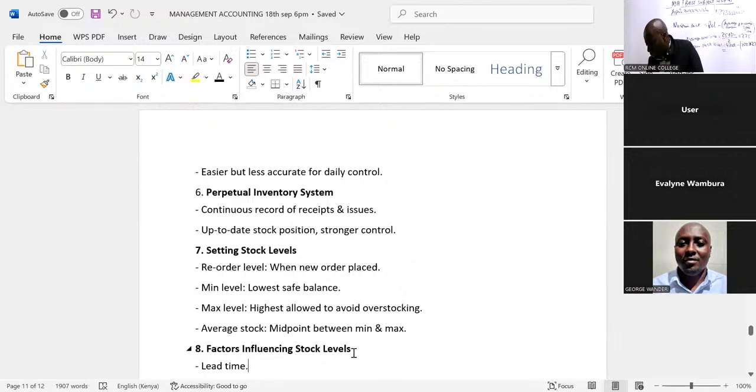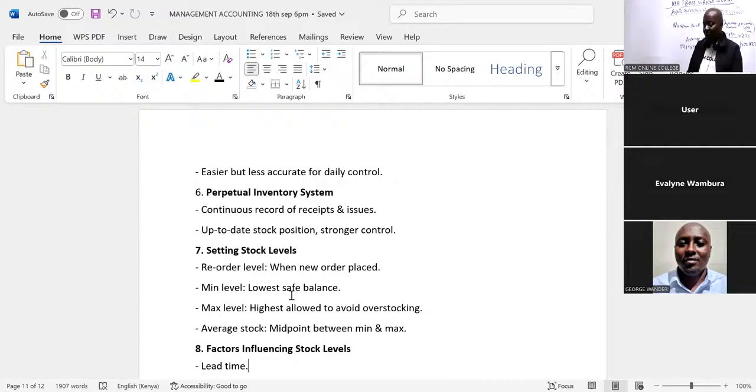So the second last there, setting stock levels. We have various types of stock levels. For example, we have what we call the reorder level. Reorder level is when a new order must be placed. You see, ladies and gentlemen, assuming you have 10,000 units in stock, you can't wait until all these 10,000 units are depleted 100% before you place an order. You will go wrong. You have to set a level. Once we hit that level, we must pick our phone and call our suppliers. That particular level at which we call our suppliers is what we call the reorder level. Very, very important.